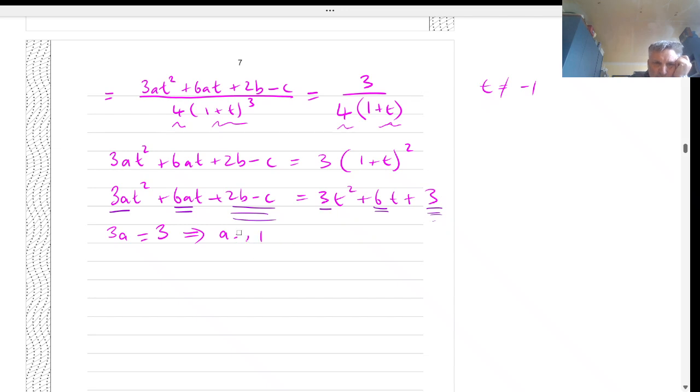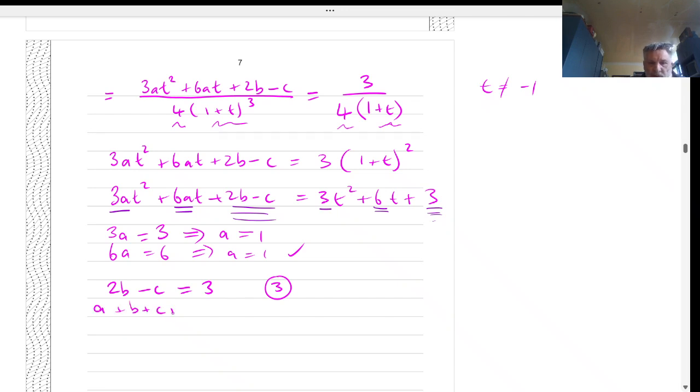6a has to be 6, gives us a is 1, so that's, as I said, reassuring. And the other equation we get is 2b minus c has to be equal to 3. We can't do anything with that immediately. I'm going to call that equation 3. We had equations 1 and 2 above, and I'm going to rewrite them down here for now. a plus b plus c plus d equals 5 over 2, that's equation 1, and 3a plus 2b plus c was equal to 6. That was our equation 2.